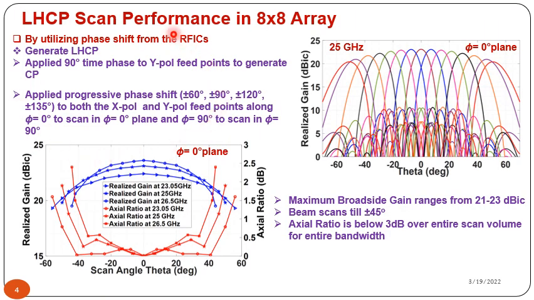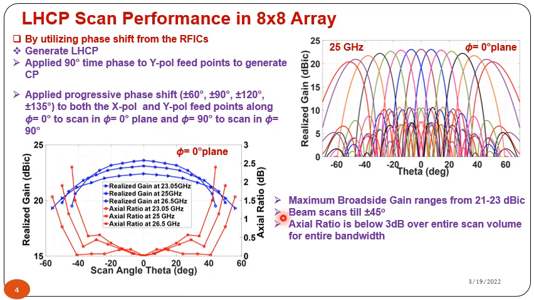So here is the beamforming algorithm for circular polarization and beam scanning, and we have employed Anokiwave RFICs to execute this beamforming algorithm. And here is the scanning performance at 25 GHz in the 50° plane, and here we have plotted the realized gain versus different scan angles as well as axial ratio versus different scan angles at three frequencies: 23.05 GHz, 25 GHz and 26.5 GHz.